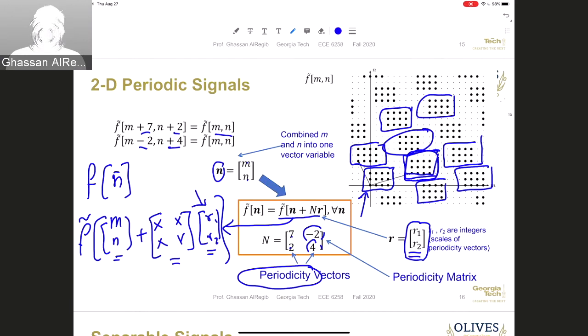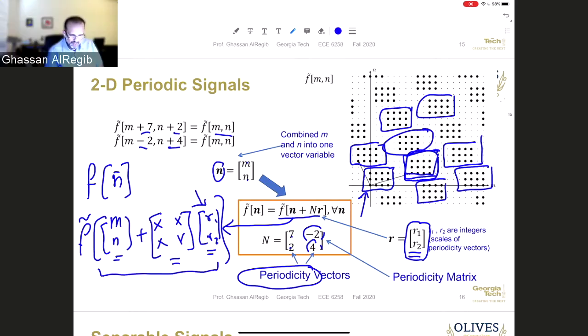Yeah, could you clarify that notation again? The notation next to the N inside the orange box. Okay, so let's look at this one here. I'm just trying to compact my notation. You can replace this equation with this one here. I'm just looking at the indices M and N as a vector in here. So this is really a generalization of the thing.